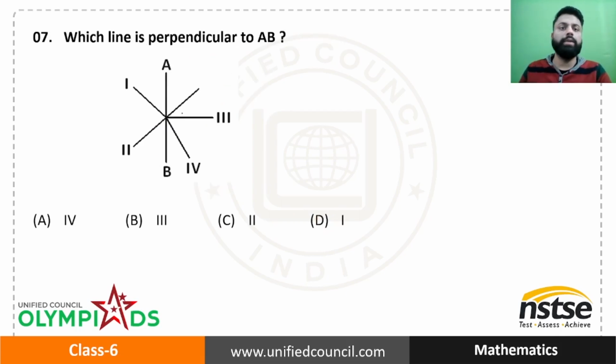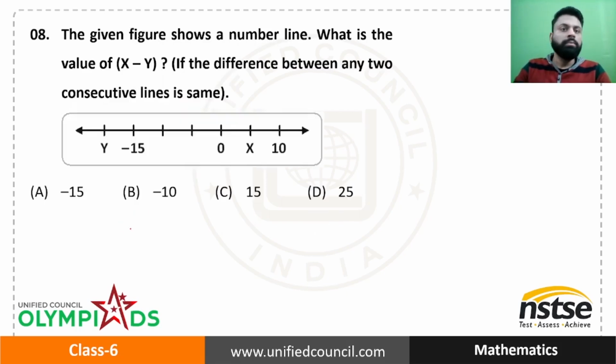Which line is perpendicular to AB? So here is this line AB and the line which is perpendicular to it is the third line. The angle which is forming is 90 degrees. So option B is the correct answer.